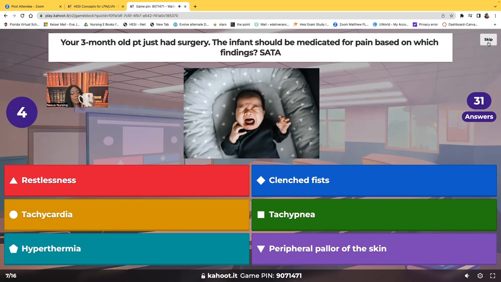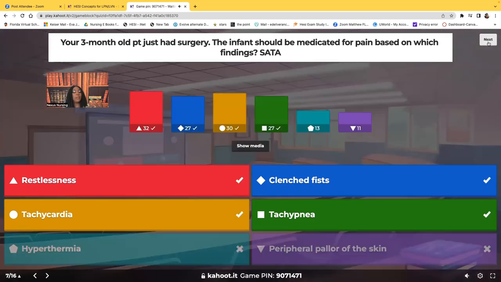You guys like my coffee mug? One of my former students gave this to me as a gift. You can't see it. It says coffee, teach, sleep, repeat. All right.